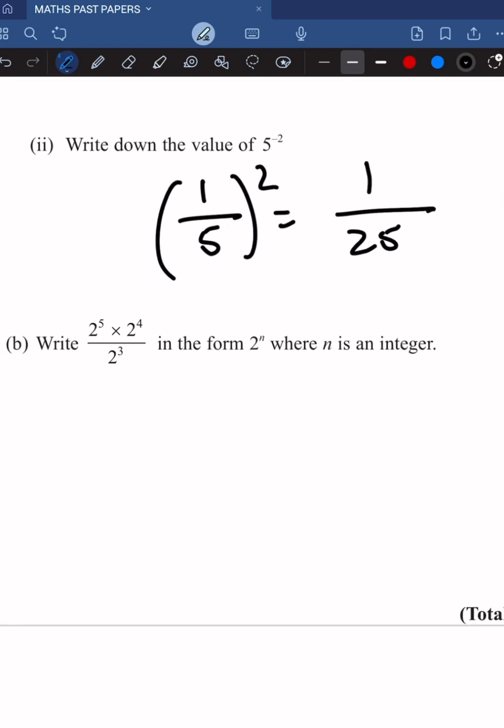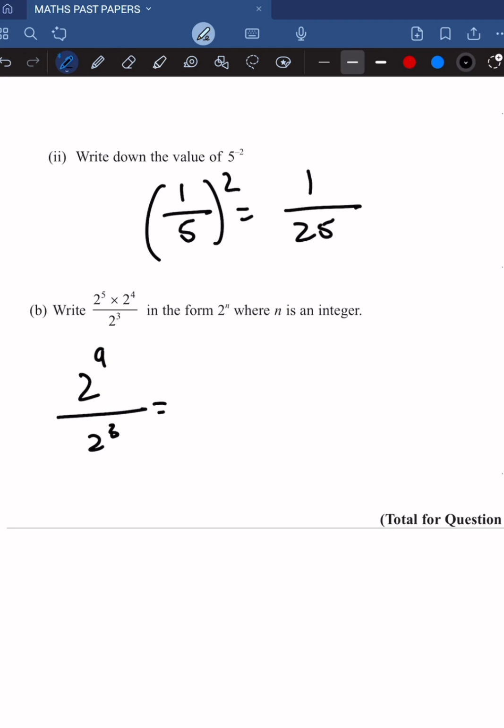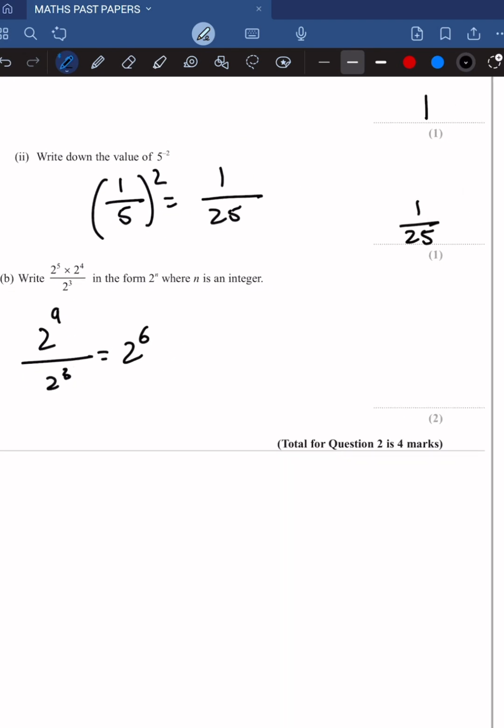2 to the power of 5 times 2 to the power of 4 divided by 2 to the power of 3. But when we have powers that are the same base and we multiply them, we add them. So let's do 2 to the power of 9 over 2 to the power of 3. Same base, divide, we subtract, so it's 2 to the power of 6. And our n is going to be 6.